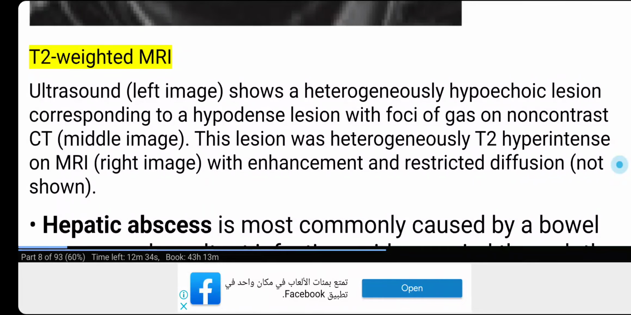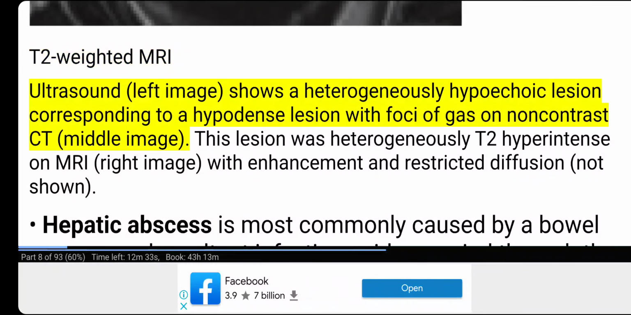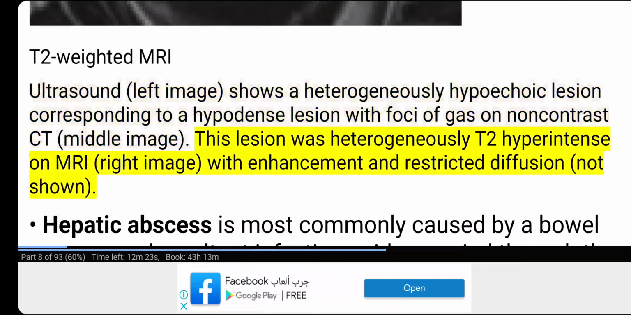Pyogenic abscess. Grayscale ultrasound. Unenhanced CT. T2 weighted MRI. Ultrasound, left image, shows a heterogeneously hypoechoic lesion corresponding to a hypodense lesion with foci of gas on noncontrast CT, middle image. This lesion was heterogeneously T2 hyperintense on MRI, right image, with enhancement and restricted diffusion, not shown.